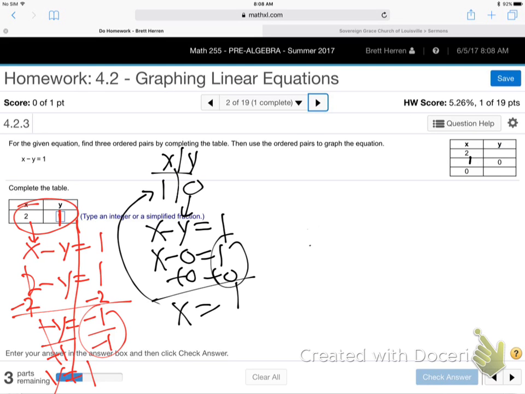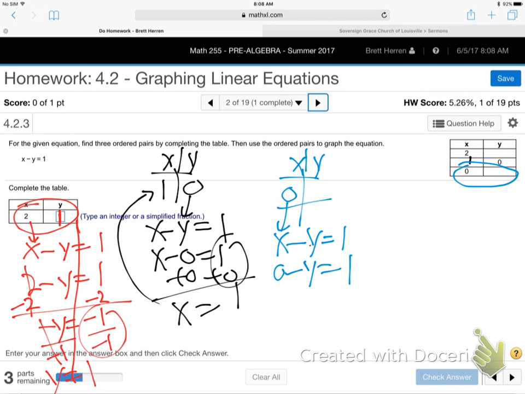How about the third one now? The third one is 0 comma something. So we do an XY table. They're giving me 0 for x. They want me to find y. So we've got x minus y is 1 again. This time 0 for x. Finish that one up.